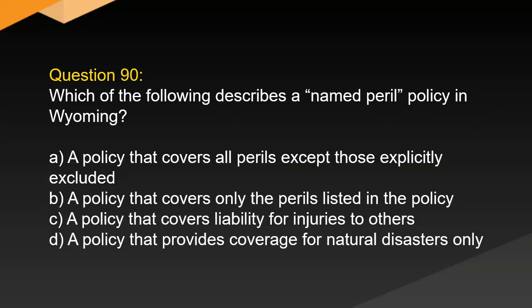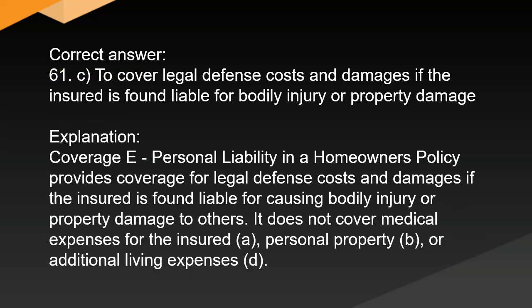Question 90. Which of the following describes a named peril policy in Wyoming? A. A policy that covers all perils except those explicitly excluded. B. A policy that covers only the perils listed in the policy. C. A policy that covers liability for injuries to others. D. A policy that provides coverage for natural disasters only.